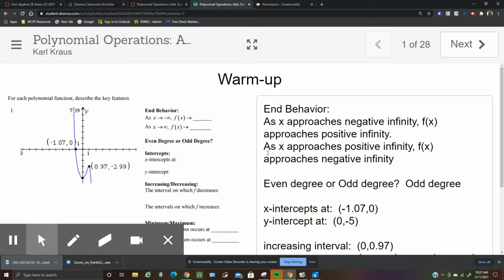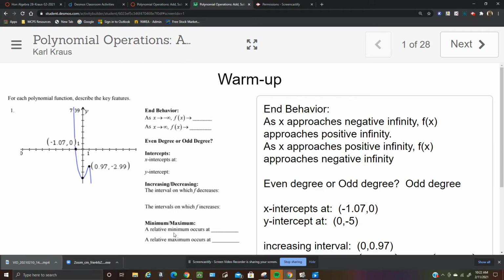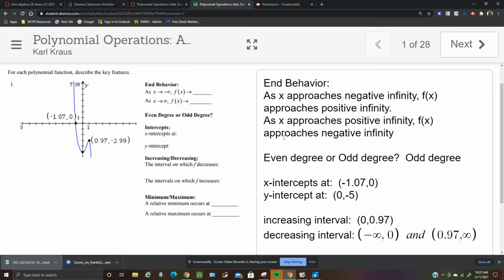This is a video of polynomial operations. Add, subtract, and multiply. The warm-up here. The end behavior, I typed it out in words. As x approaches negative infinity, f of x approaches positive infinity. And on the right-hand side, as x approaches positive infinity, f of x approaches negative infinity.